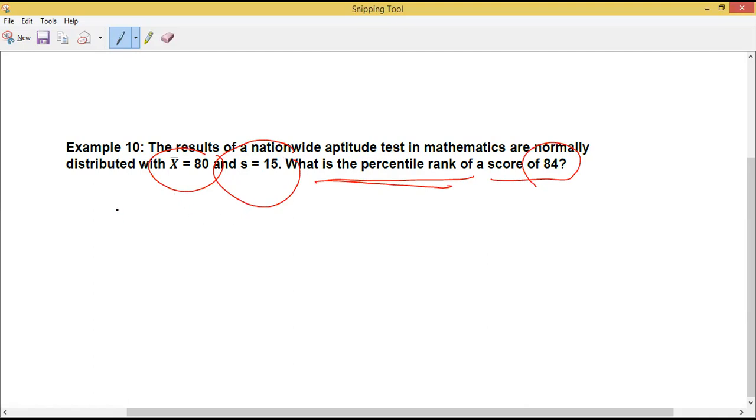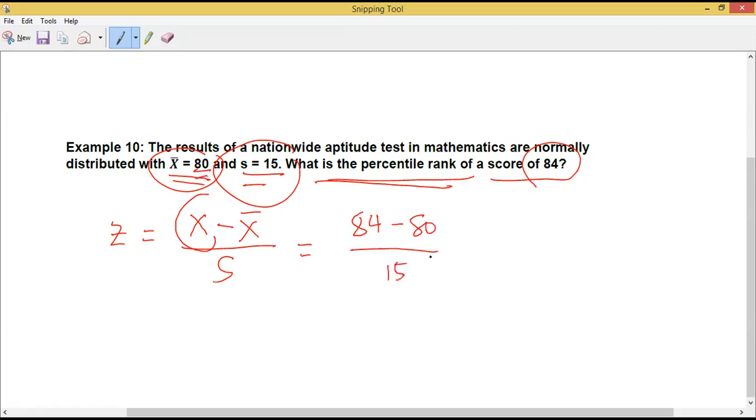First, we need to solve for the z-score. Remember in lesson 2.3, the z-score is computed as x minus x bar over s. Given x bar and s, this means that the data is within a sample. Let us substitute. X, or the score, is 84, minus our mean, 80, all over 15. So we have 4 over 15, which is 0.27. This is now our z-score.